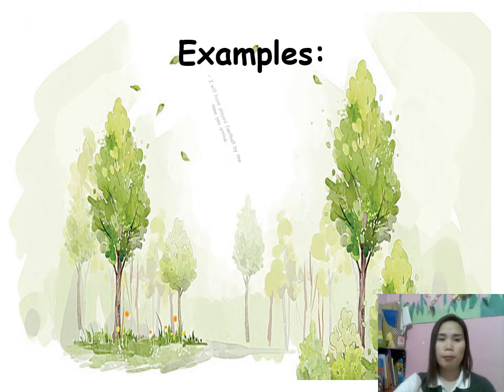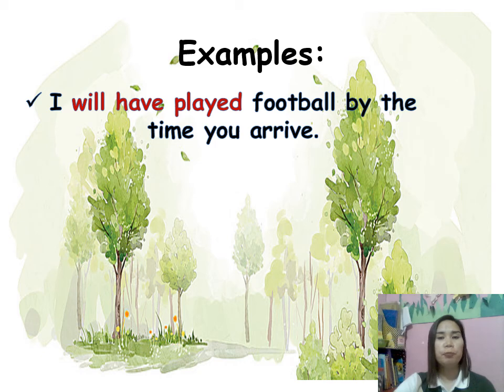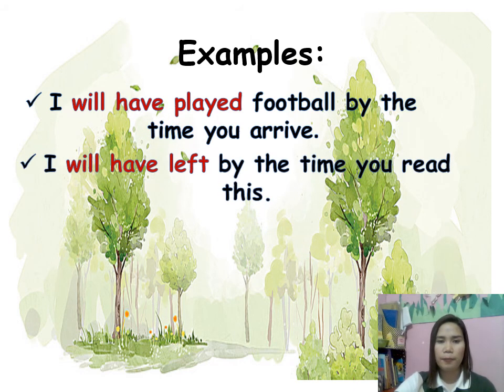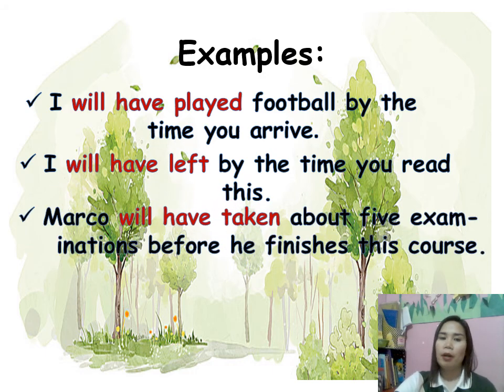And here are some examples. First, I will have played football by the time you arrive. So will have played, and another action is arrive. The actions of playing and arriving are not yet completed. It will be completed at some point in the future. Next, I will have left by the time you read this book. So will have left and read. Next, we have: Marco will have taken about 5 examinations before he finishes this course.